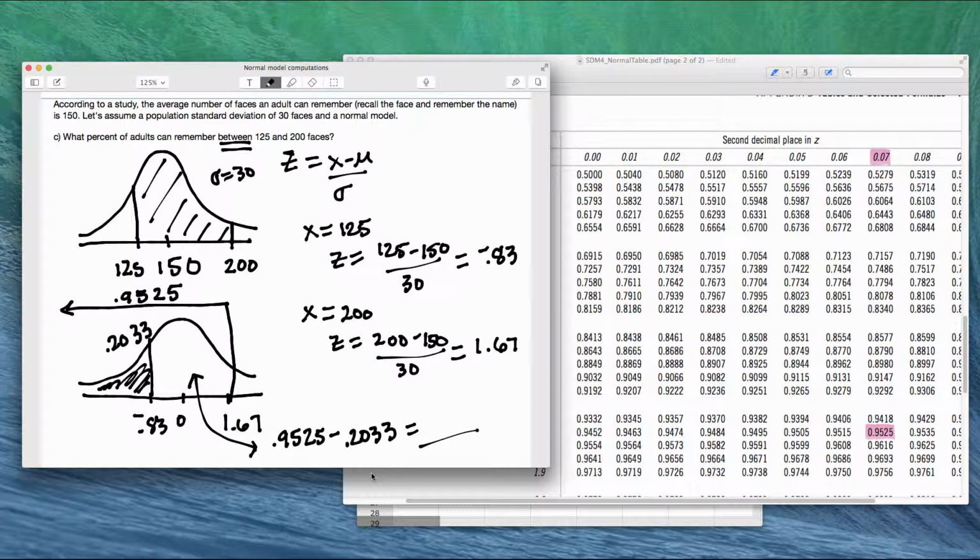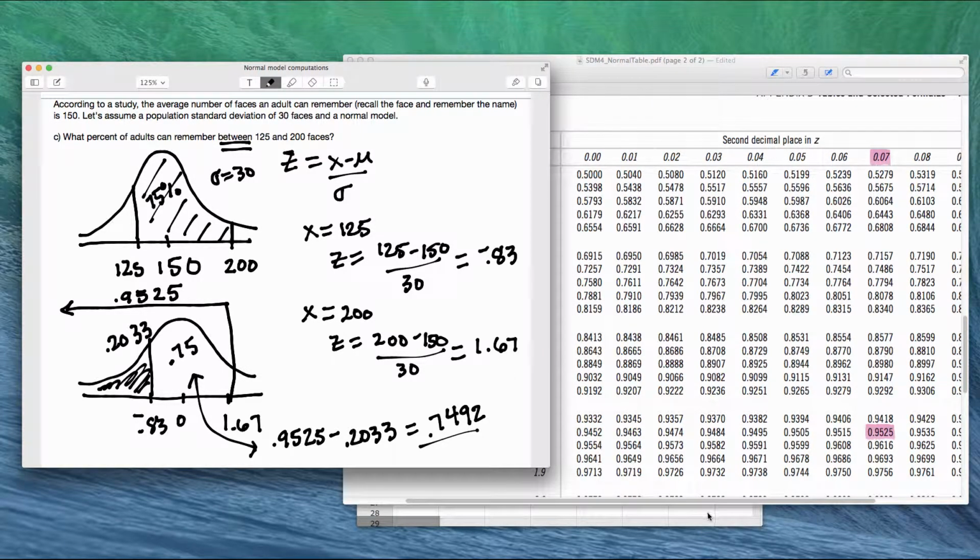Let's try that again. 2033. We got 0.7492. So there's a 74, almost 75% chance that someone can remember between 125 and 200 faces. This area, I'm just going to round it to 75 because I'm running out of space a little bit here. And this area right here is about 75%.